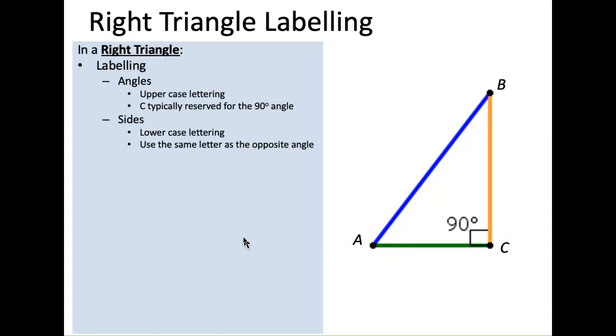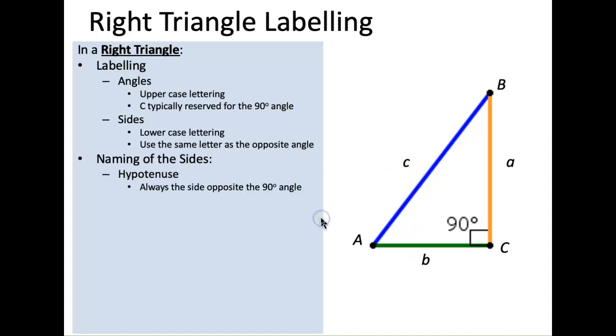Then we want to label the sides with lowercase letters, but we want to be careful about this. The side opposite angle A, this one here in the yellow, we want to label lowercase a. The side opposite angle B, this one here in the green, we want to be lowercase b, and then the hypotenuse, the side opposite the right angle, is lowercase c. The hypotenuse is always opposite the right angle.